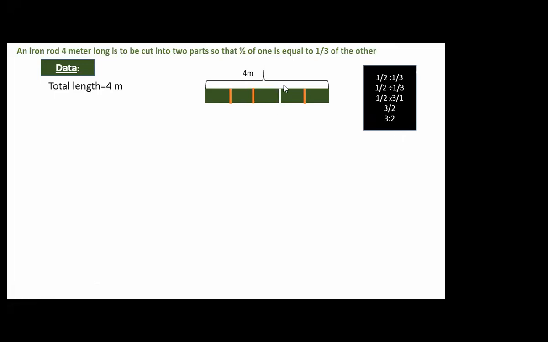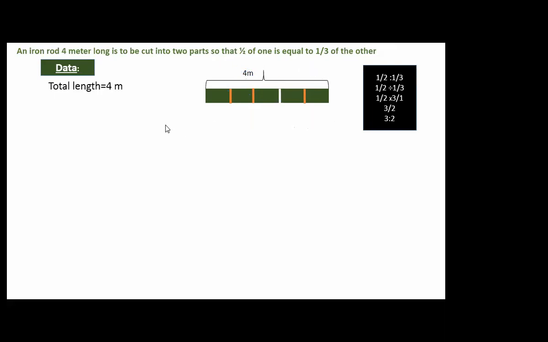So the first part is going to be divided into 3 parts, and the second part is going to be divided into 2 parts. Okay, so this 4 meter rod is to be cut into 2 parts so that half of one is equal to one third of the other. Is it clear? That means there are 5 equal parts. Okay, is it clear now?